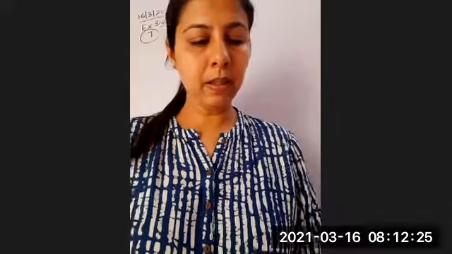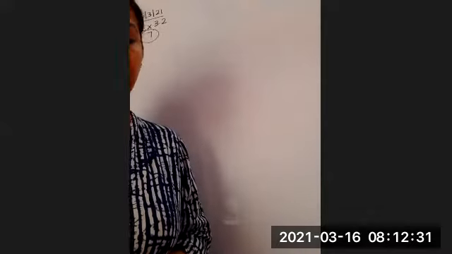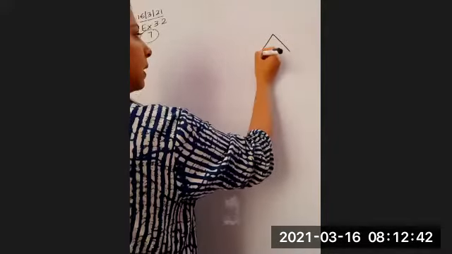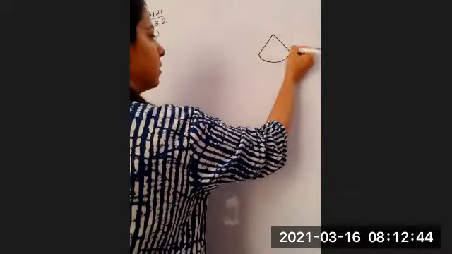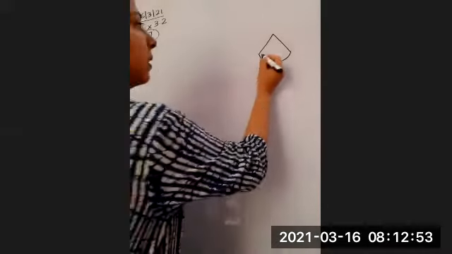A solid consisting of a right circular cone of height 120 centimeter and radius 60 centimeter standing on a hemisphere. Standing on a hemisphere means there is a cone like this and it is standing on a hemisphere. So this would be the shape, children? Yes, ma'am. There is a cone which is standing on this hemisphere.